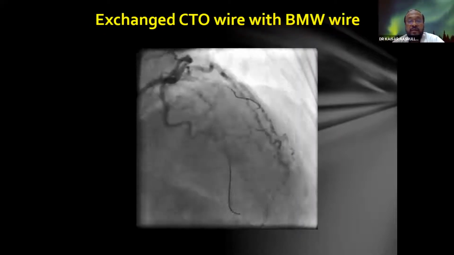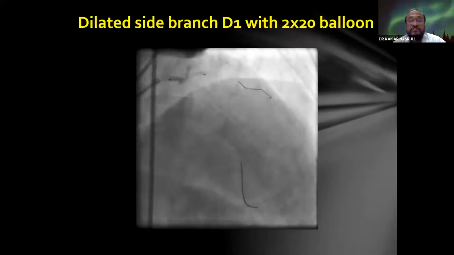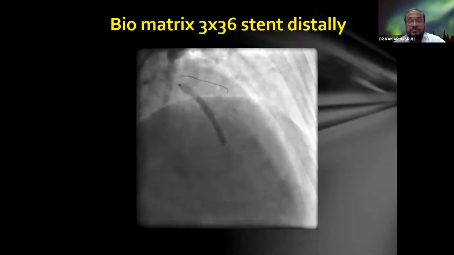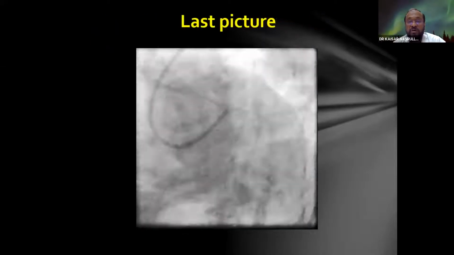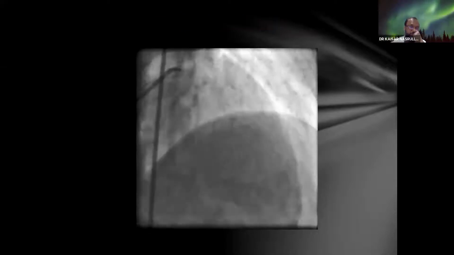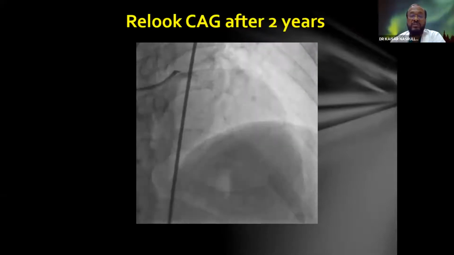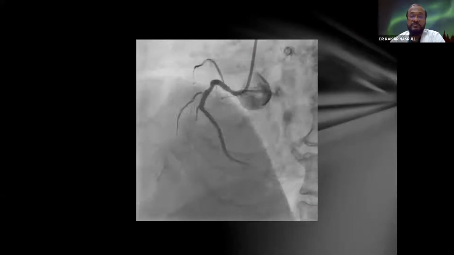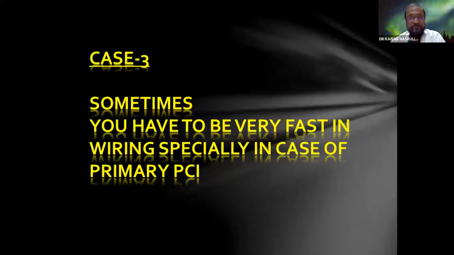Then I put a wire in the diagonal because it's a big diagonal, ballooned it, then ballooned the main branch, and put two stents up to the ostium, and this is the final picture. So these are two CTOs in one patient, giving examples of frontline and finesse wires and CTO or specialty wires. This is a picture after 2 years of these lesions.